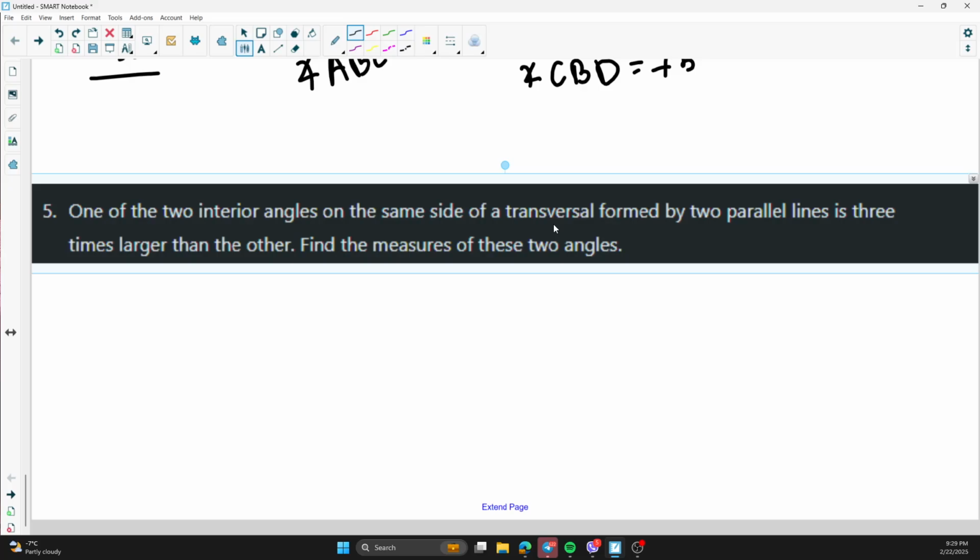One of the interior angles on the same side of a transversal formed by two parallel lines is 3 times larger than the other. Find the measure of these two angles. So we know that one angle is 3 times larger than the other one. But the same side of a transversal formed by two parallel lines, what does it mean?